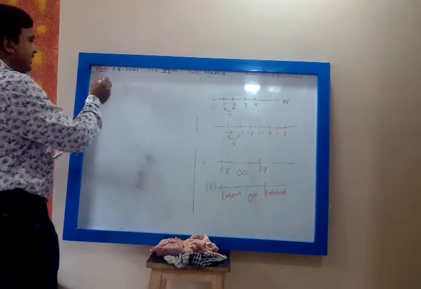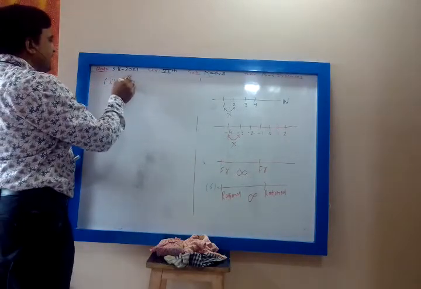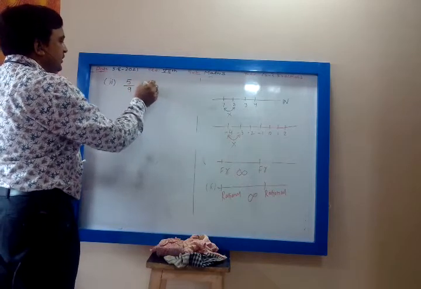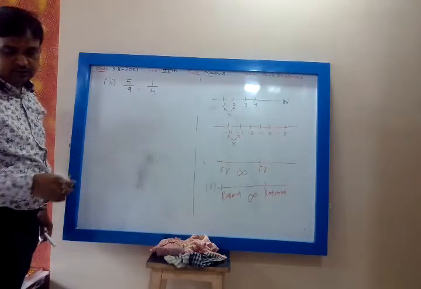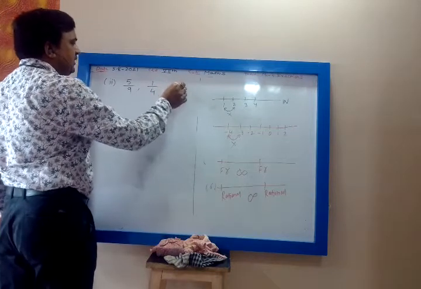Now which question? Second: 5 by 9 and 1 by 4. Insert two rational numbers. Insert two fractions. So let me give this as homework.